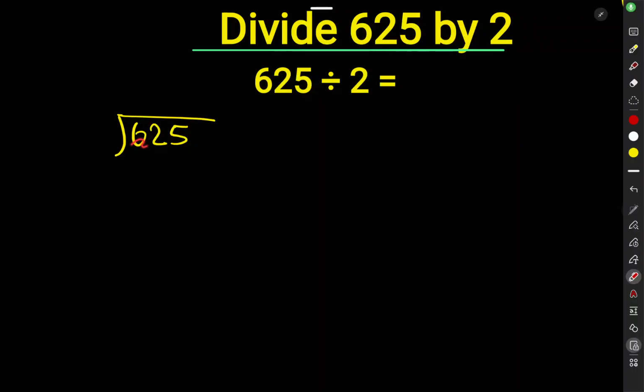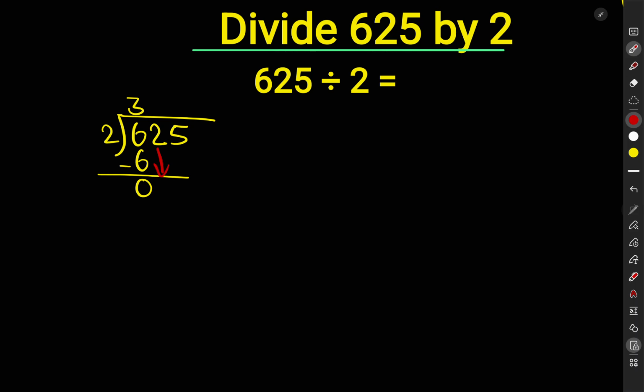We divide 625 by 2 in the long division method. So 2 times 3 is 6. On subtracting we get 0.